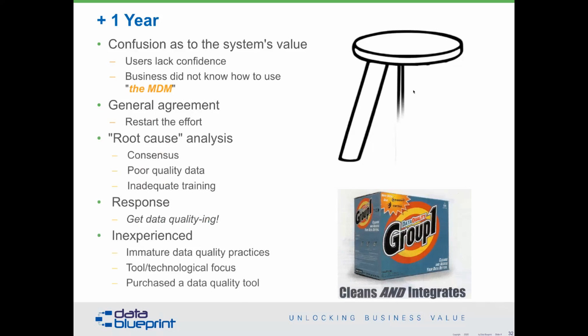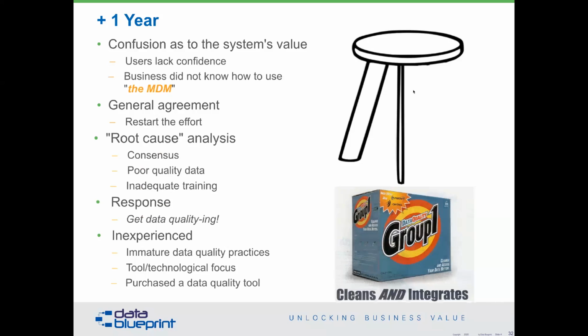They had purchased a data quality tool, so that gave them 2 legs on their stool. They still were missing the 3rd leg. And it was not a very good, again, leg, you'll notice it's a little bit different because just buying a data quality tool doesn't help you any more than buying an MDM tool. You've got to put in place an integrated set of practices in order to make this actually work.